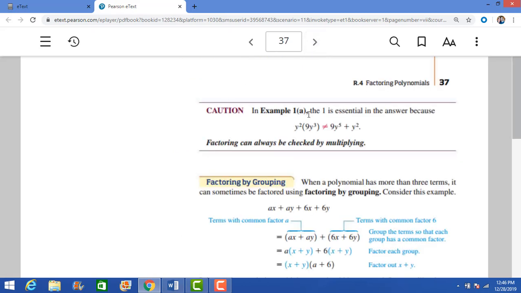Okay, so now, as in example 1a, the 1 is essential. So again, back to what I said, okay? So this is not the same as this, because we dropped a 1 here, okay? So again, remember, when you factor out y squared, you're not leaving behind 0, you're leaving behind 1, okay? The number 1. So again, you can always check this by multiplying. If you multiply this, you don't get back to this.